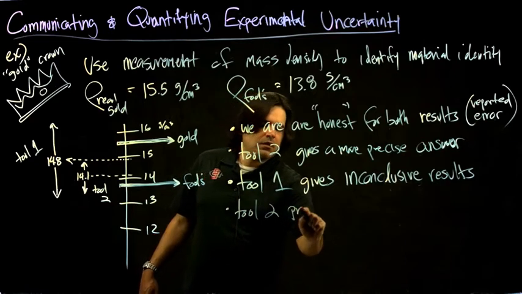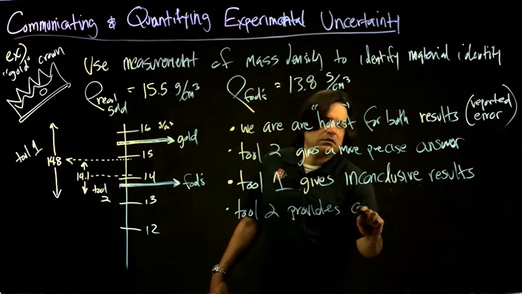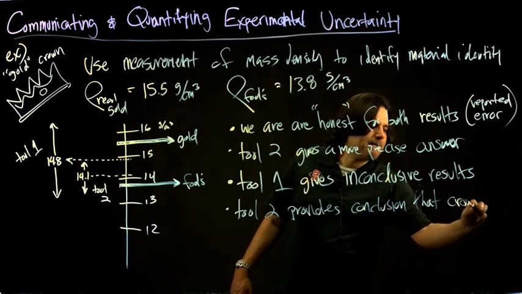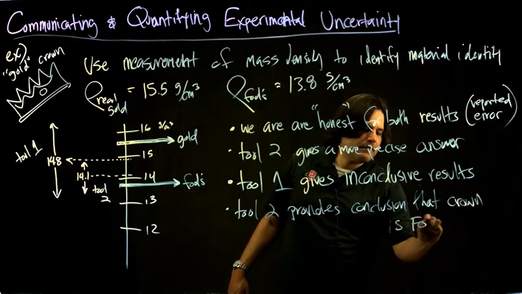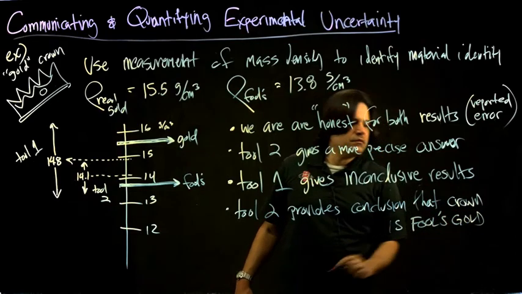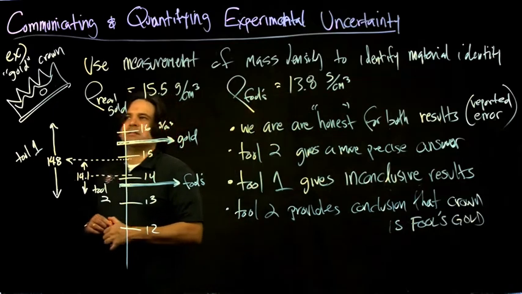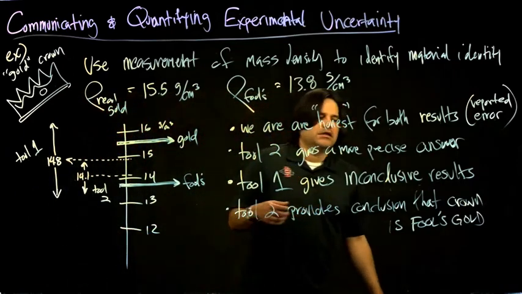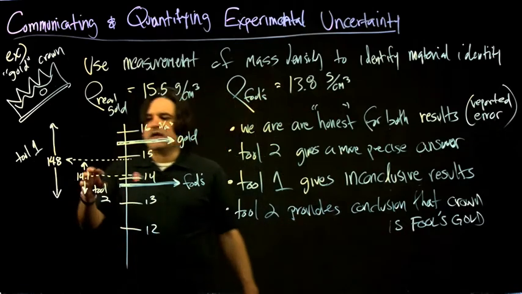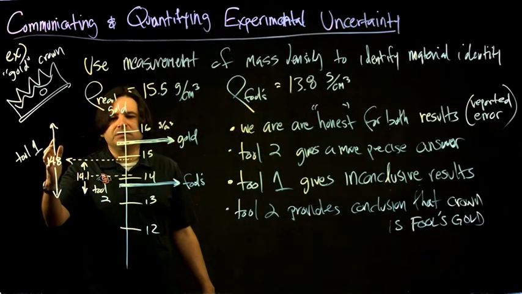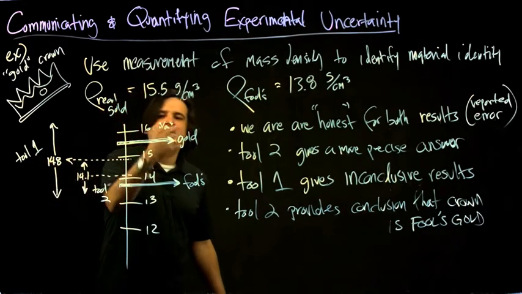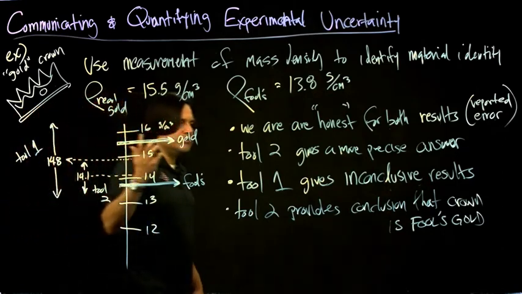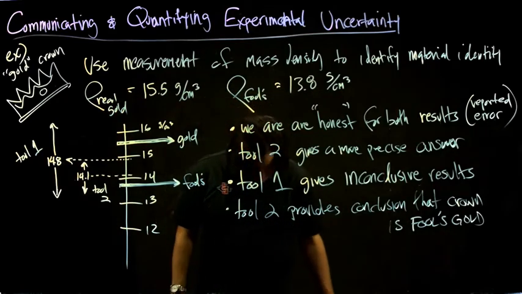So tool two provides a conclusion that the crown is fake. It's fool's gold, not real gold. Fool's gold is a common material that looks like gold, but it's not really gold. And thanks to having tool two, we're able to answer that question. If we only had tool one and we're honest with ourselves, we wouldn't be able to tell. Or if we used tool one and we were not honest with ourselves, we would think it's real gold, which is bad. We played ourselves if we did that.